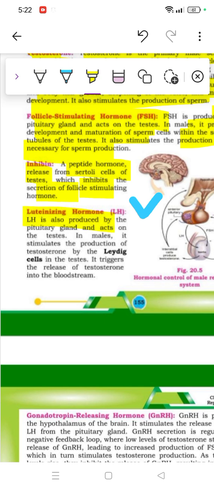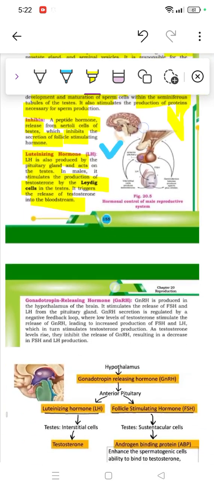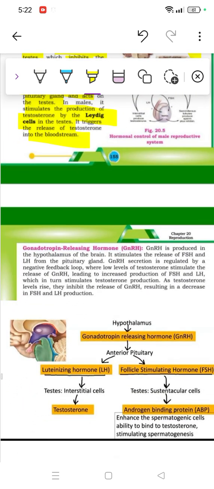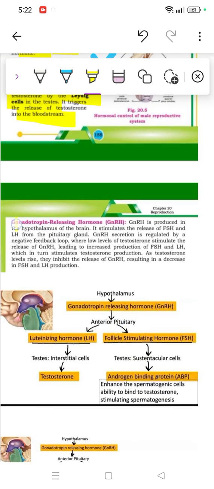Luteinizing hormone is produced by the pituitary gland and acts on the testes, stimulating the Leydig cells in the testes. It triggers the release of testosterone into the bloodstream. So it's clear to you. Then comes the last part, gonadotropin releasing hormone, which is produced in the hypothalamus of the brain. As I mentioned, it stimulates the release of FSH and LH from the pituitary gland, and testosterone gives a negative feedback.